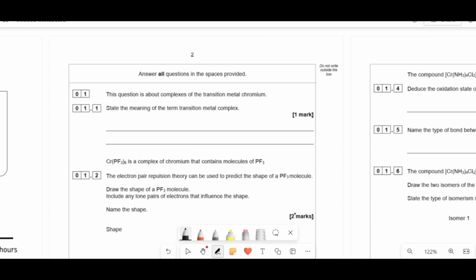State the meaning of the term transition metal complex. So all they are is you've got a central metal ion surrounded by coordinately bonded ligands. That's what I would personally say.